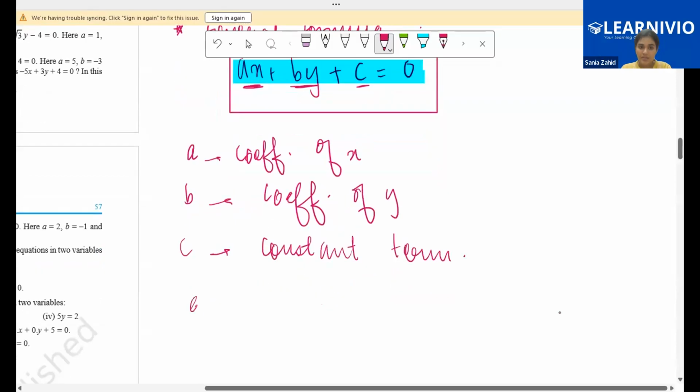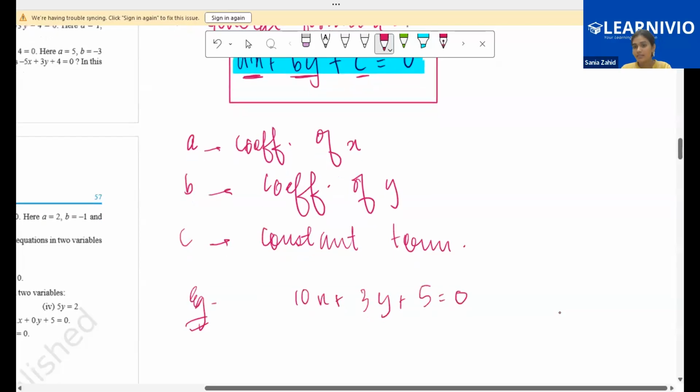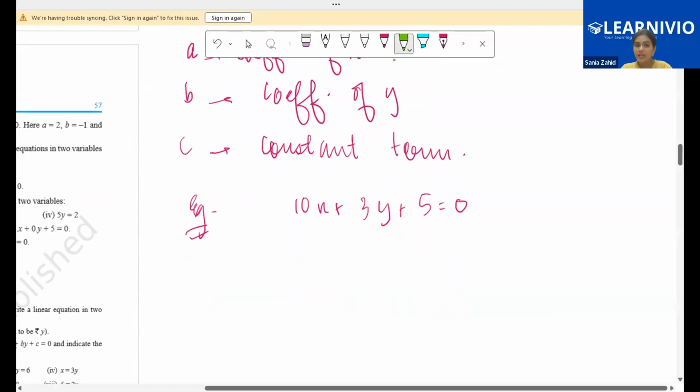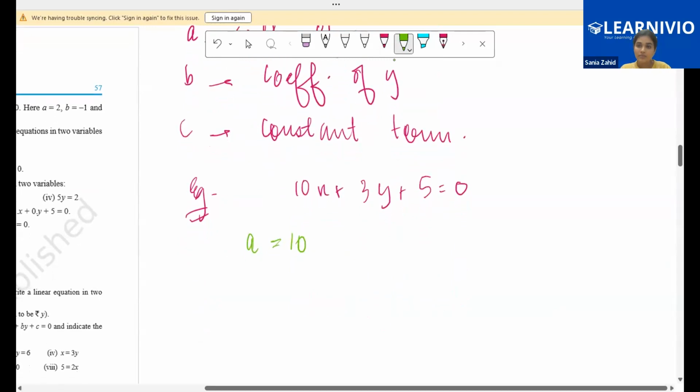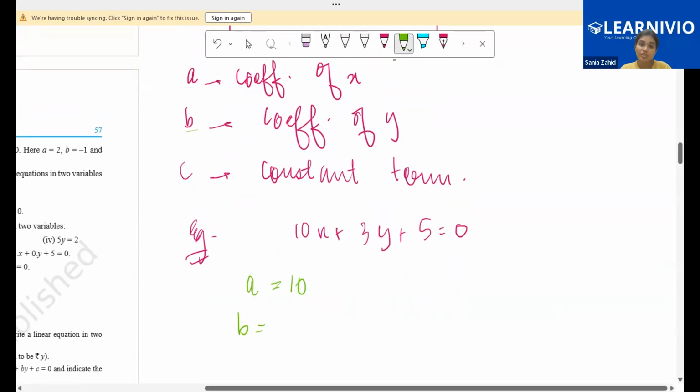So I'll give you some examples. Let's suppose I say 10x plus 3y plus 5 is equal to 0. This is a linear equation in two variables and it's also written in the general formula format. So I have three terms and now, children, what is a over here? 10. Only Omema is answering. What about others? I'm asking you a question. What is b? 3. What is the meaning of b? Coefficient. Yeah, it's 3.